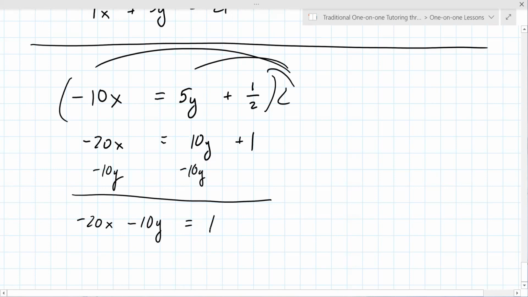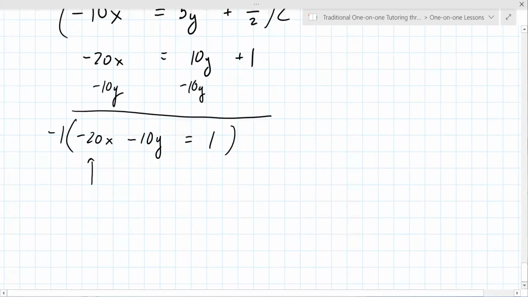All right. This is not in standard form yet. What is lacking? There's negatives on 20 and 10. So you have to multiply everything by -1. 20x plus 10y equals -1. Very good.